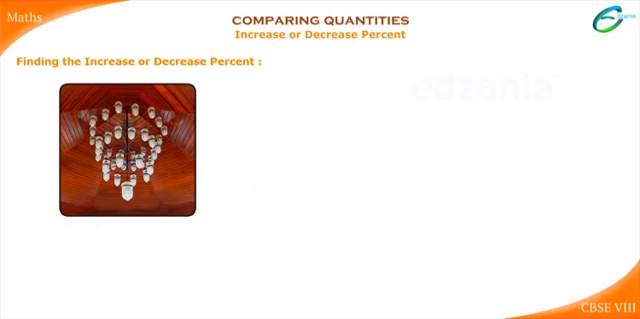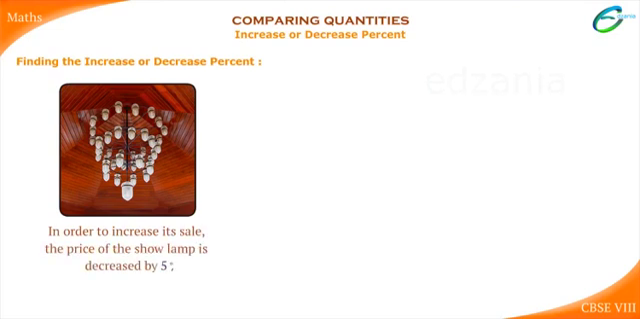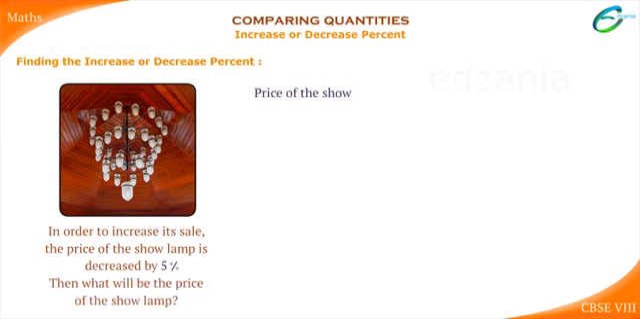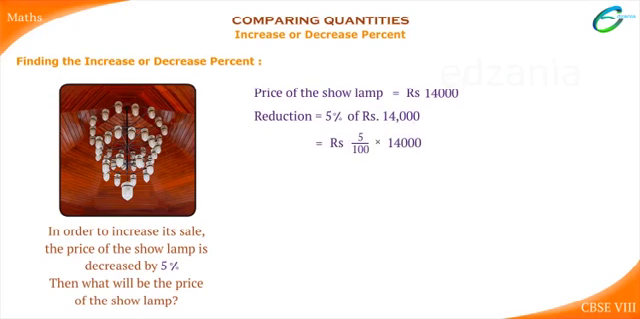Similarly, a percentage decrease in price would imply finding the actual decrease followed by its subtraction from original price. Suppose in order to increase its sale, the price of the show lamp is decreased by 5%. Then what will be the price of the show lamp? Price of show lamp is rupees 14,000. Reduction is 5% of rupees 14,000, which is equal to rupees 5 over 100 multiplied by 14,000. That is equal to rupees 700.